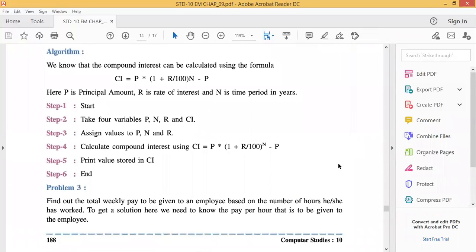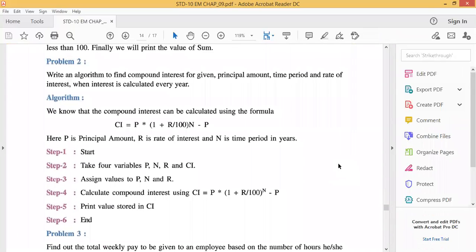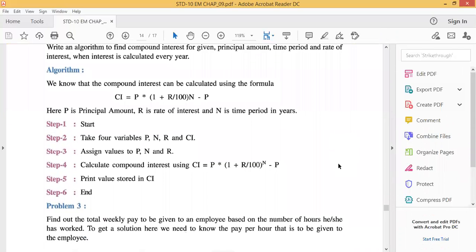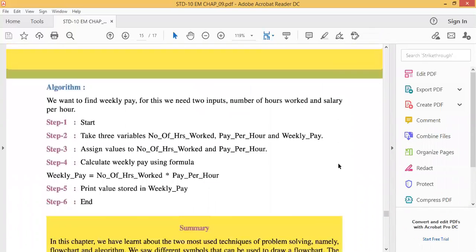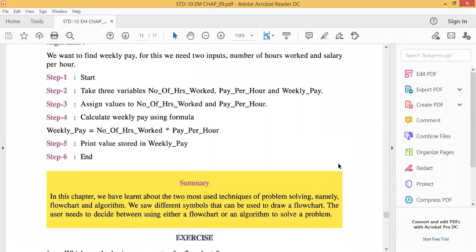In the same way, problem 2. Write an algorithm to find compound interest for a given principal amount, time period and rate of interest, when interest is calculated every year. CI equals P into PNR upon 100 if you calculate the simple interest. So these are simple problems which should just be read. It's not required to see it in detail.